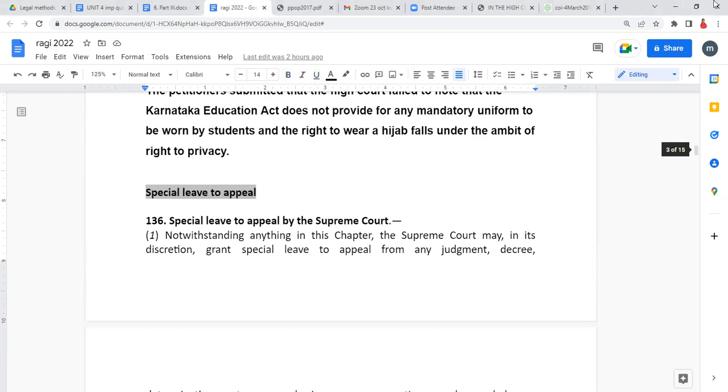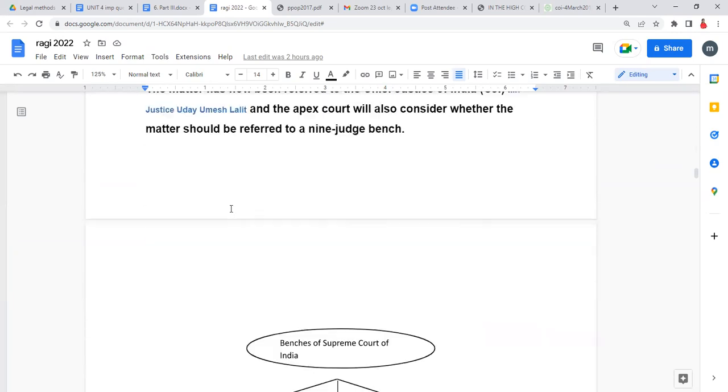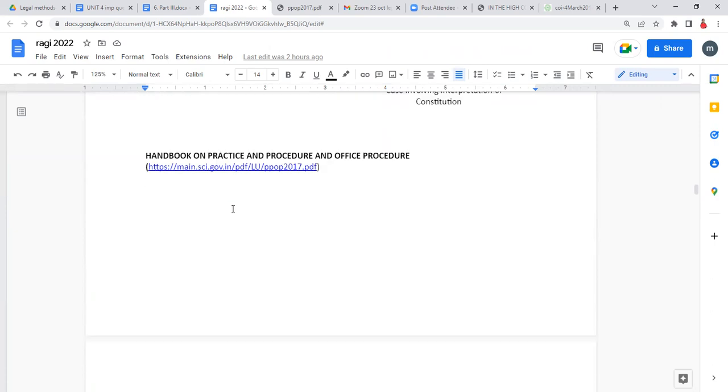Many times you will see special leave to appeal being filed. There was another case, the national anthem case. There also, parties appeared before the Supreme Court by way of special leave to appeal only. So special leave to appeal is one of the types of jurisdiction that the Supreme Court has. This is under Article 136 of the Constitution of India.